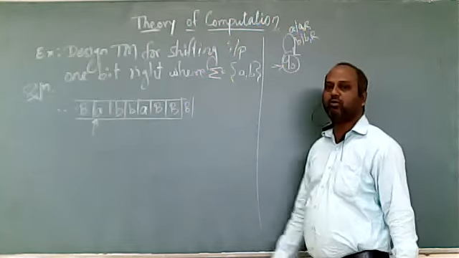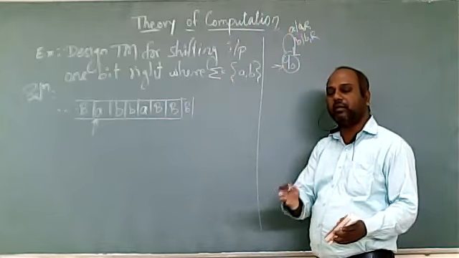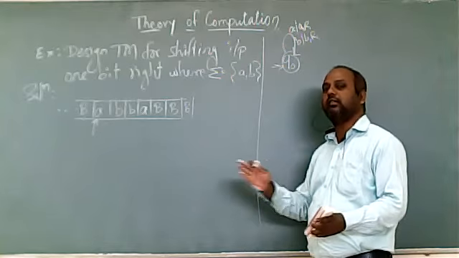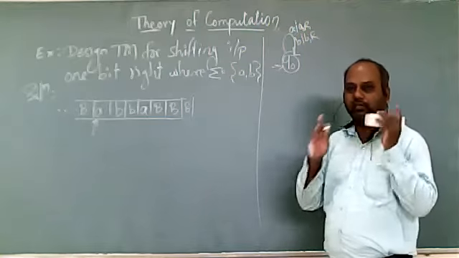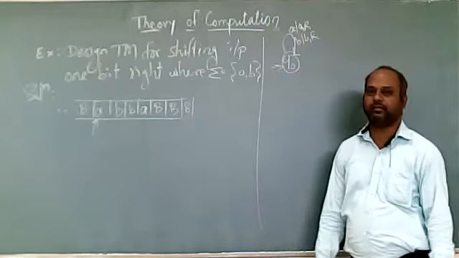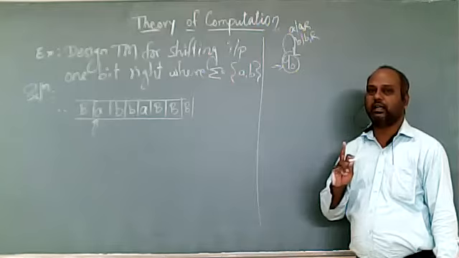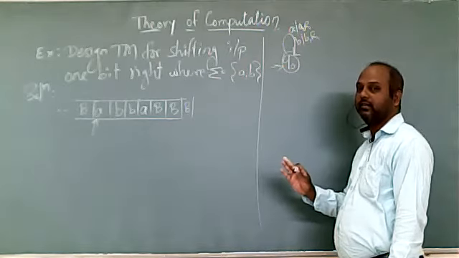What is this self loop going to do? All the A's it will skip, meaning move right. B as it is, right. A as it is, right. Whatever it gets, A or B, it will keep it as it is and the head will move to the right. Clear? So this is moving to the right.